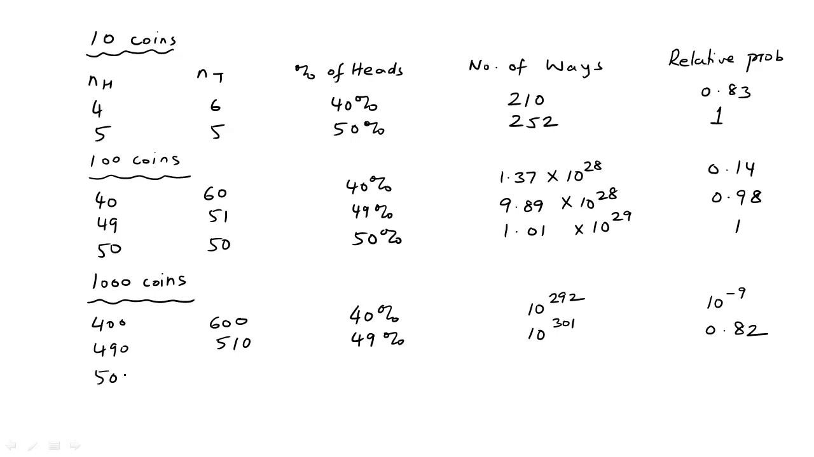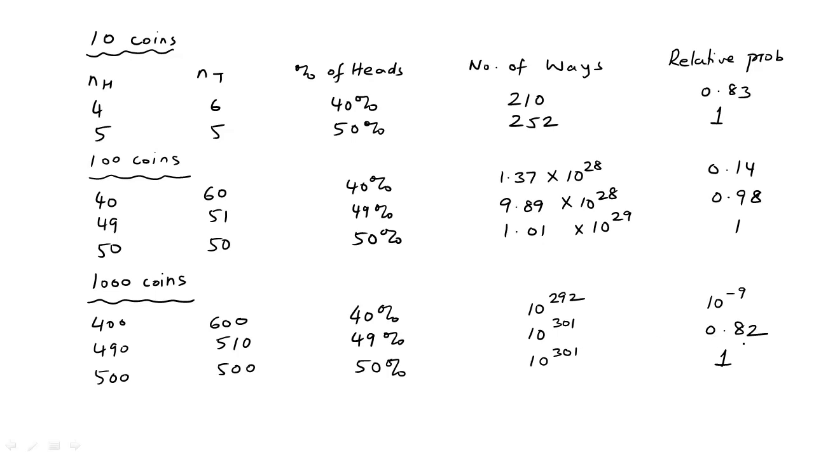And the number of ways in the most probable distribution, that is 50% heads, is also approximately 10 to the power of 301, although clearly this number is larger than the number with 49% heads. The rounding off is making them look the same. The relative probability here is 1 by definition.